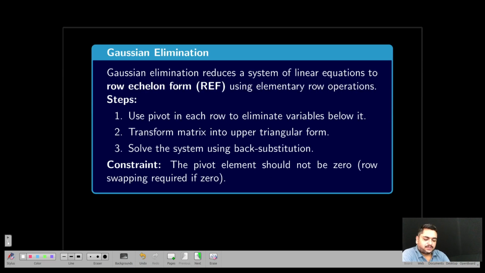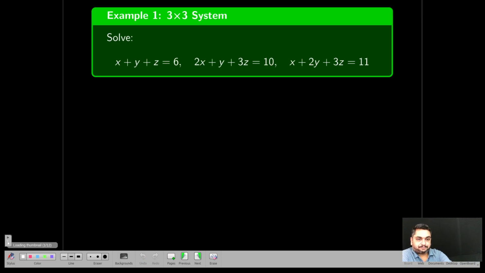What is Gaussian elimination? Gaussian elimination is converting the given matrix into row echelon form using elementary row reduction operations. Already you know what the steps are. Use the pivot element in each row to eliminate variables below it. Transform the matrix into upper triangular form. Solve the system using back substitution. This is what we have been doing. Now, let us take an example.